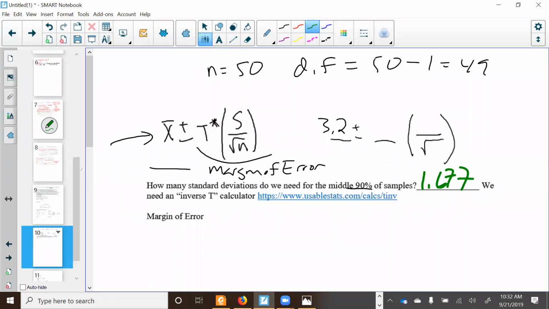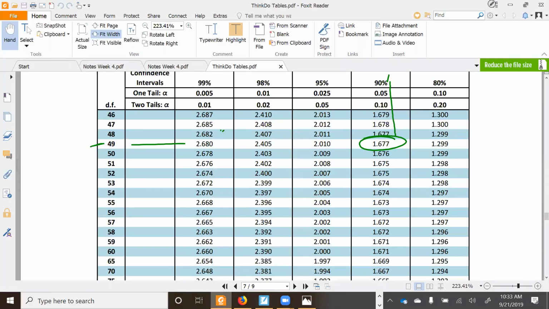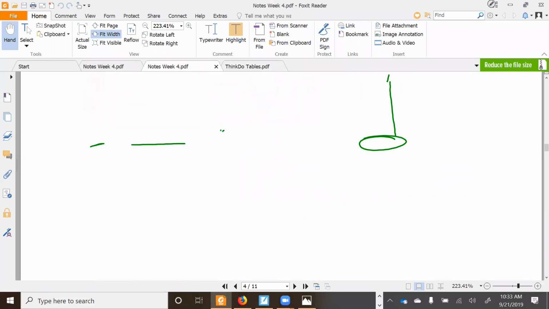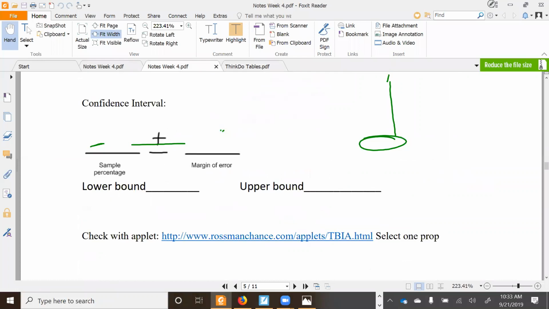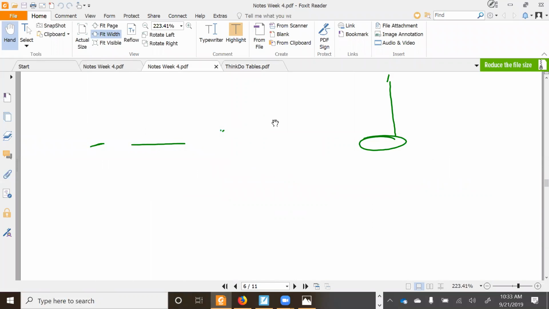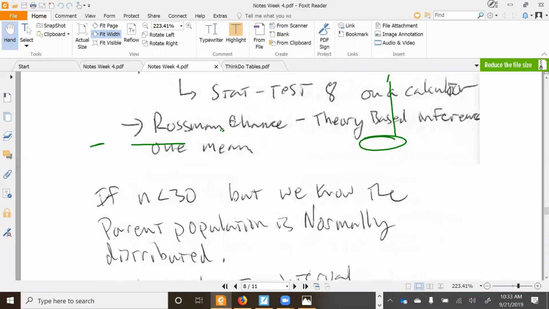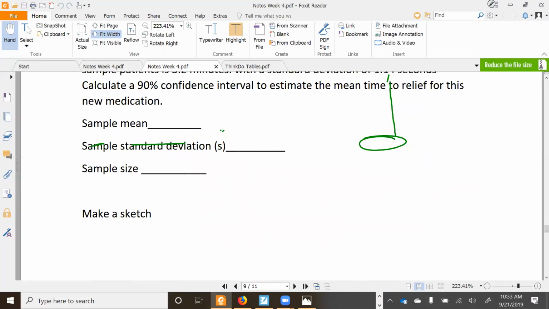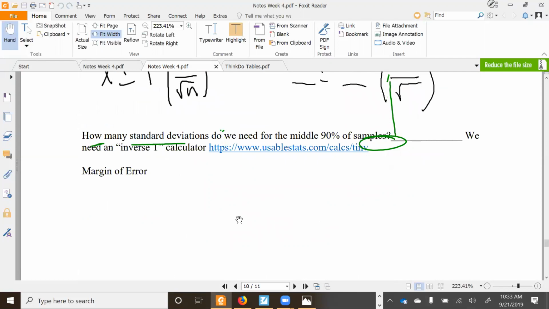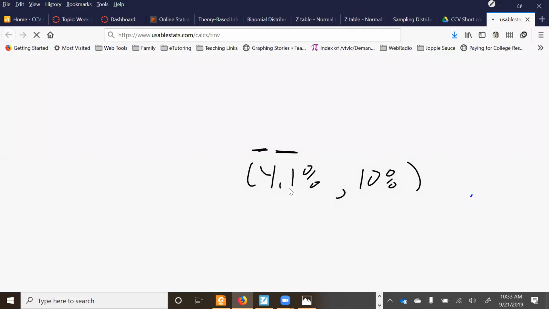And there is an inverse T calculator. I know I have it linked in the document. Let's go find that, in the notes for week 4. I want to do that just so you see how to do it. That's the Grossman chance applet. Kind of like being in the classroom and having the professor stutter, huh? So let's see here. Here we go. Let's click on that. Yes, I want to allow it.